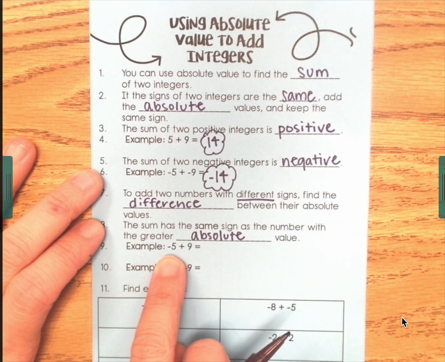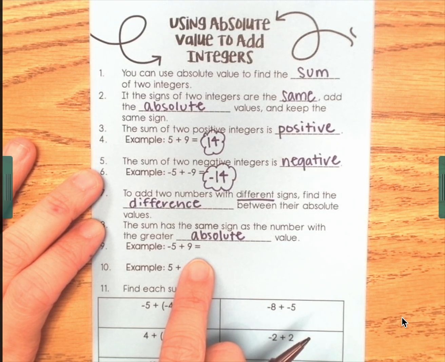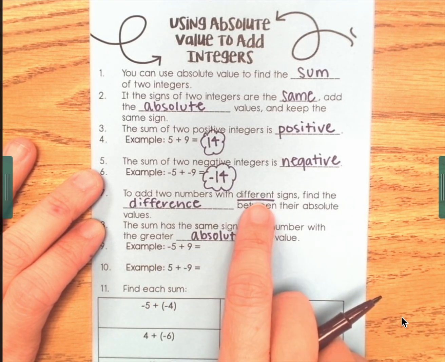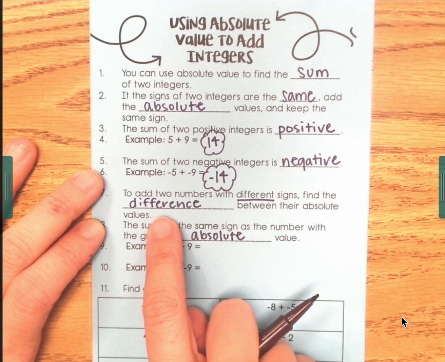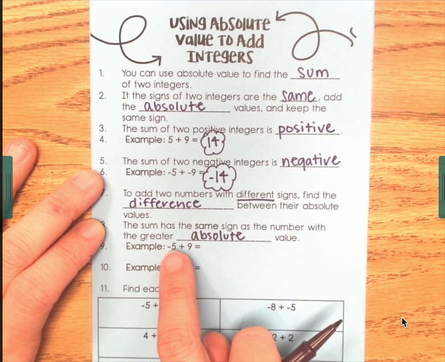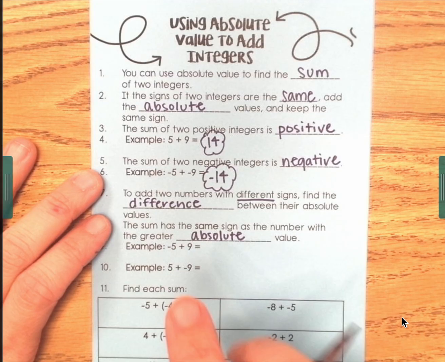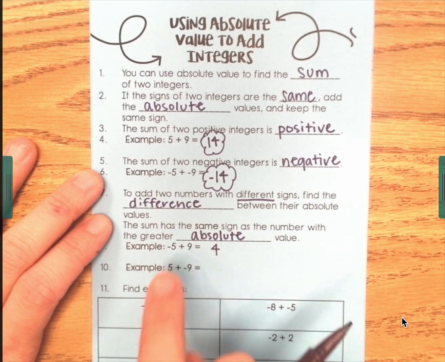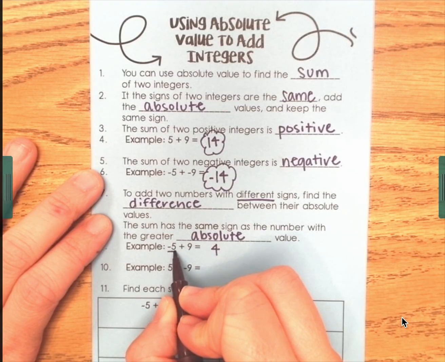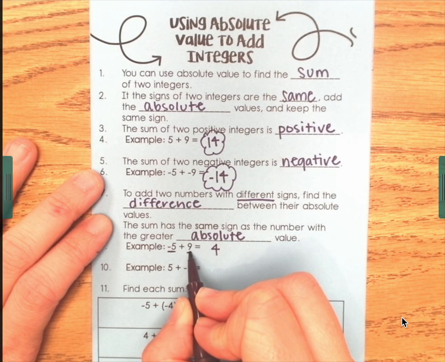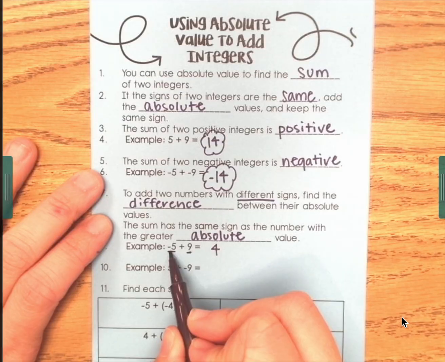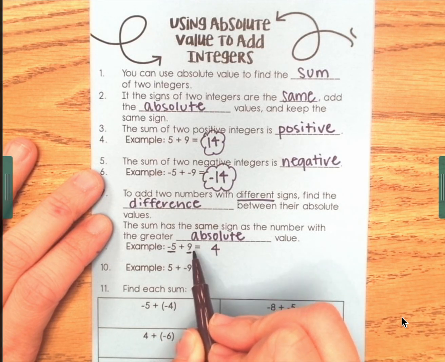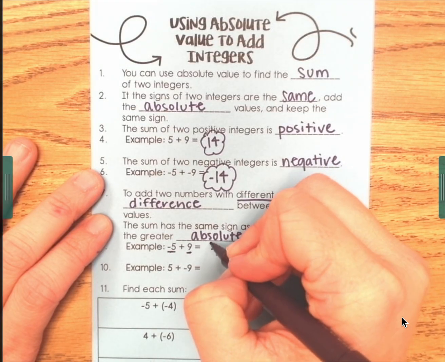So we have negative 5 plus 9. So now our signs are different. We have one negative and one positive. So if my signs are different, that means I'm finding the difference. So I'm going to take 9 minus 5. Well, the difference between 9 and 5 is 4. Now I'm going to look back at my problem. I had 5 negatives and I had 9 positives. Did I have more negatives or more positives? Well, more positives because 9 is bigger than 5 and 9 was positive, so my answer is going to be positive.